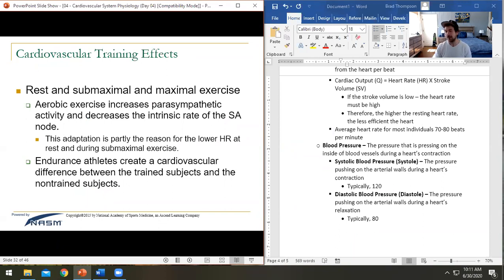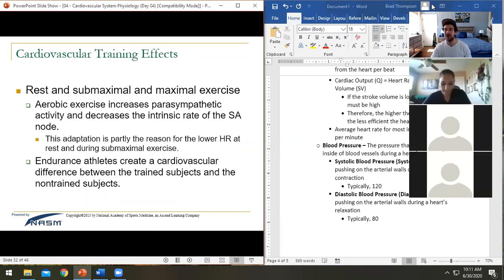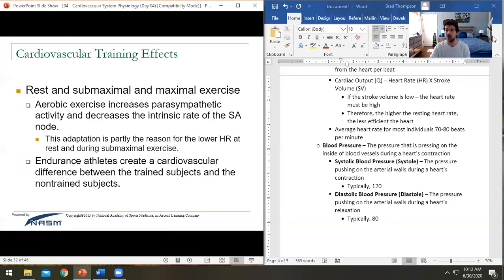Finally, let's talk about how to train our heart rate a little bit, shall we? We've anatomy'd the crap out of this today. We've physiology'd the heck out of it. Let's talk about how we as trainers can make a weak heart into a strong one, right? So obviously at rest and at maximal exercise, you are going to be very much using your aerobic energy system, right? Aerobic exercise will increase that parasympathetic activity and therefore will actually decrease the intrinsic rate of your SA node.